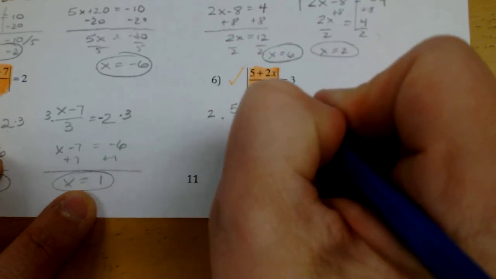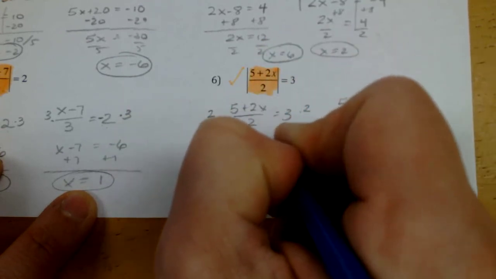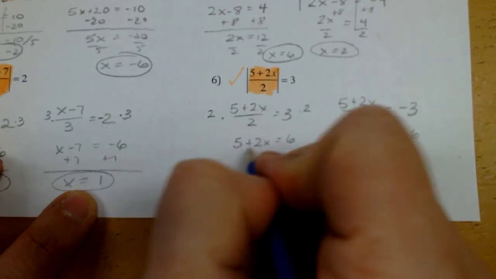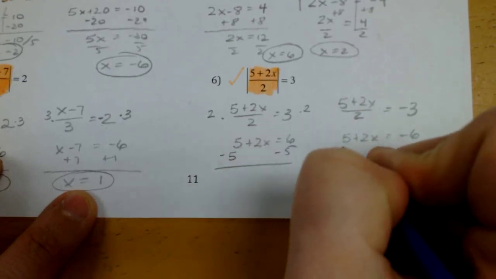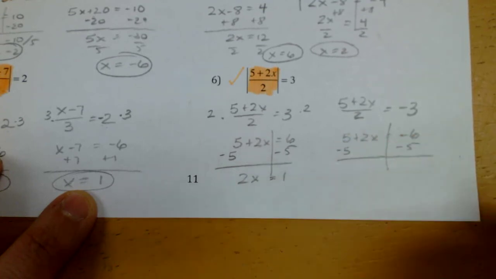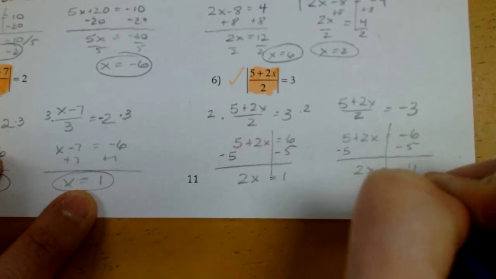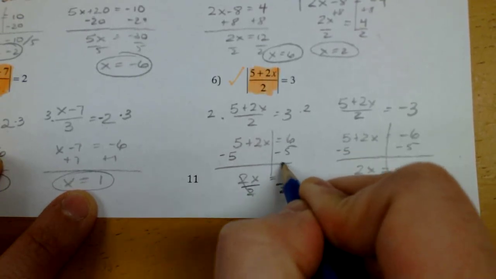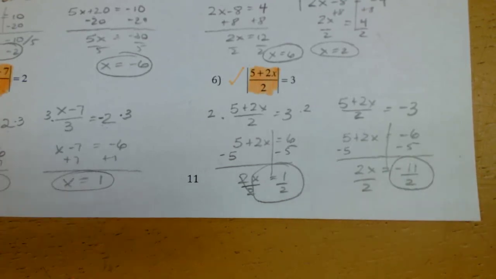From here, I'm going to multiply both sides by 2. Then I'm going to subtract 5. Okay. 2x equals 1. 2x equals -11. Divide by 2. I get x equals 1/2. And x equals -11/2, which you can leave that way because it can't be reduced. Right? Now, I would like to show you, let me go back.